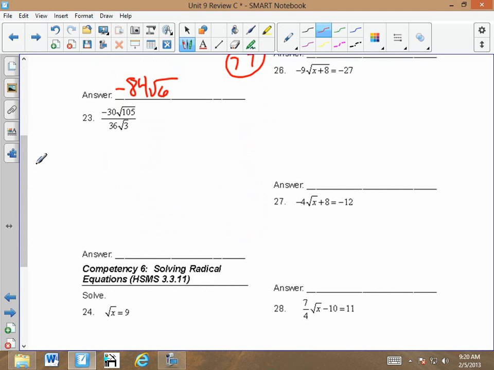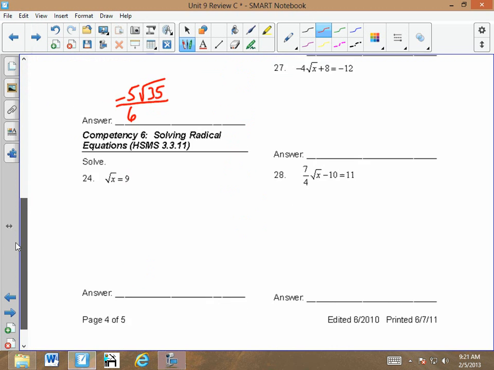Negative 30 divided by 36. Negative 30 divided by 36 equals negative 5 over 6. So, negative 5 over 6. 105 divided by 3 equals 35. Square root 35. 5 and 6 cannot reduce, so they stay 5 over 6.